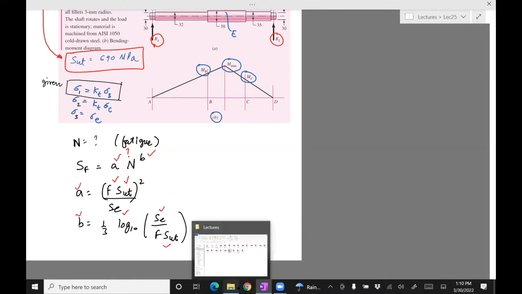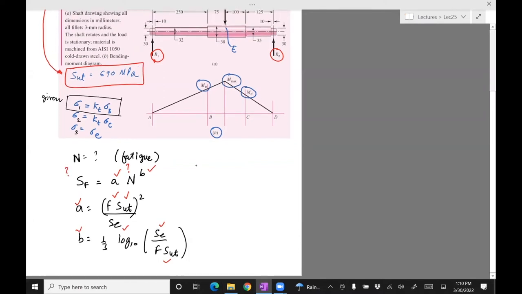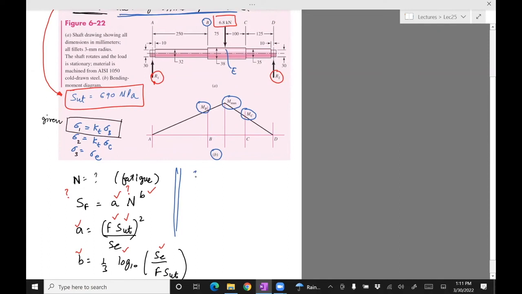Okay. So then the question is, do we know SF? So the way you can compute SF is that SF is the stress at B, because B is the critical point. Now, how do we get the stress at B? Well, it is based on M at B. Clearly, we want to compute MB, which we can compute from a bending moment diagram.